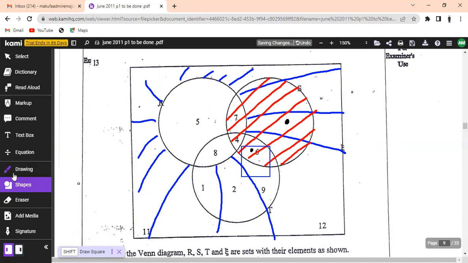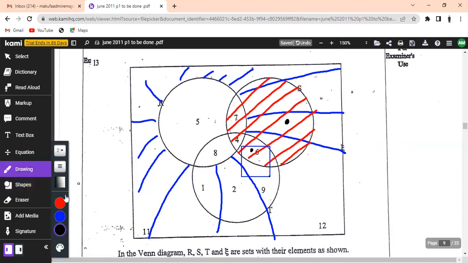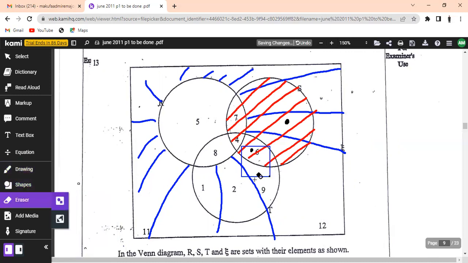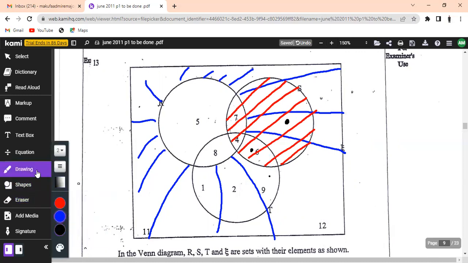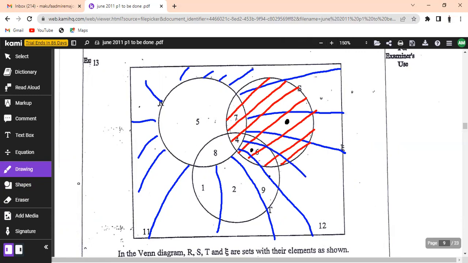I'm putting a shape instead of a line. Okay, so this is what I'm saying from your C, because this one you're talking about is outside of C, so it was supposed to be something like this.